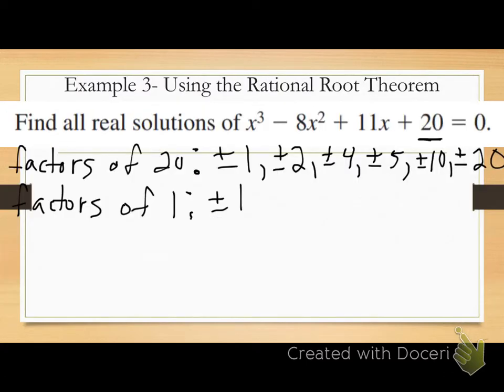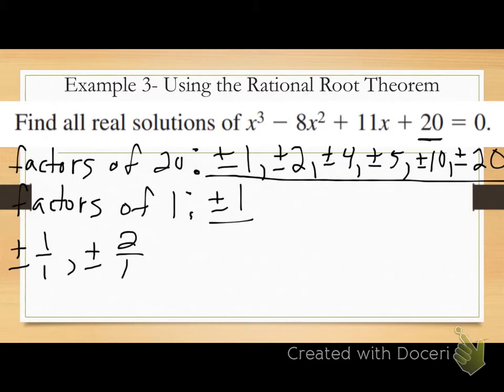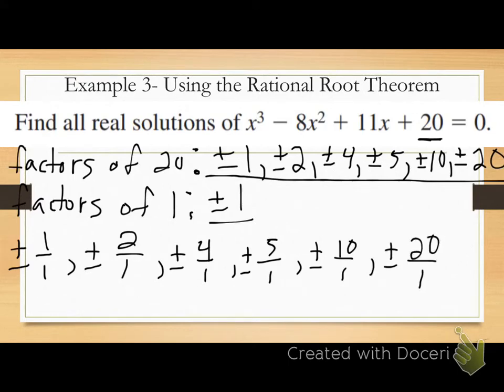So what I'm going to do is take all my factors of my constant term and put them all over the factor of my leading coefficient. Okay? So I'm going to do plus or minus 1 over 1. Plus or minus 2 over 1. Plus or minus 4 over 1. Plus or minus 5 over 1. Plus or minus 10 over 1. Plus or minus 20 over 1. Does everyone see that? I just took all the factors of 20 and put them all over the factors of 1.